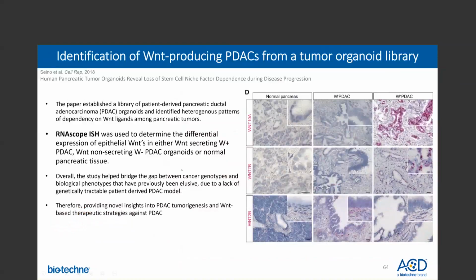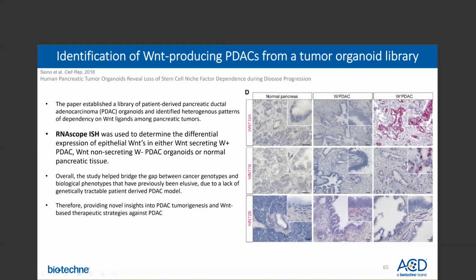Finally, I'm going to talk about the use of RNAscope in studying gene expression in organoids. In this example, this group of researchers developed an organoid library for pancreatic cancer tumors, specifically for pancreatic ductal adenocarcinomas. They wanted to see the role of the Wnt signaling pathway in pancreatic cancer progression. So for that purpose, they developed an organoid library and studied the expression of different Wnt ligands using the RNAscope red assay.